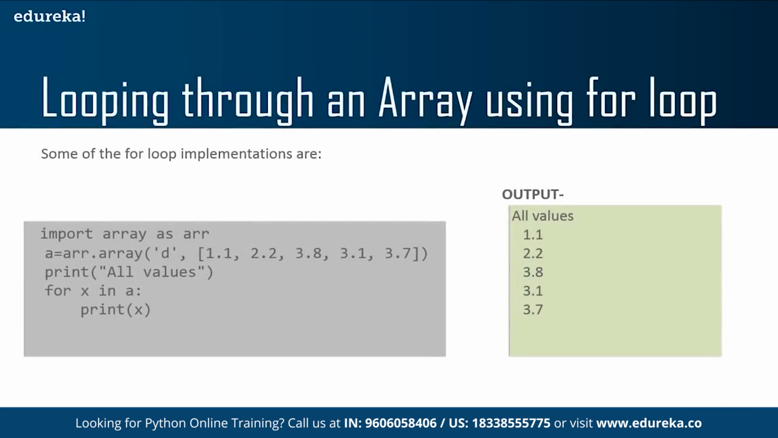As you can see on the screen, I've created some random array A, and then I've used the for loop to loop through my array A. I've used for x in A print x, which means go to every element that is present in A and print it. Let's try to do the same on our Jupyter notebook.